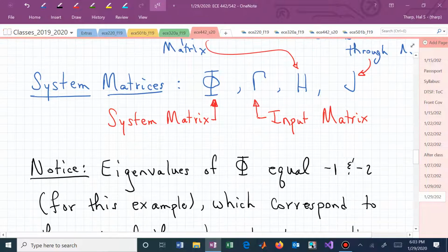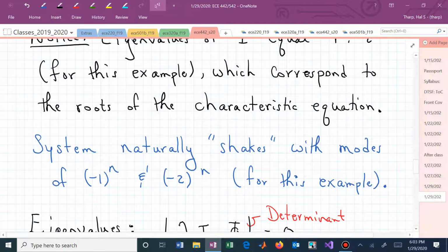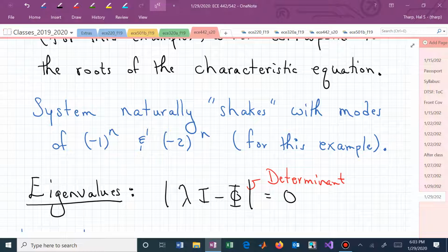What we want to do now is convince ourselves that the eigenvalues, and I'm assuming you've had some linear algebra, you can find eigenvalues of a matrix. The eigenvalues of phi, our system matrix, in this case equal -1 and -2. That's for this example. Generically, no. Phi is going to have wherever its eigenvalues are. And those correspond to the roots of the characteristic equation, or how the system is naturally going to shake or evolve relative to initial conditions.